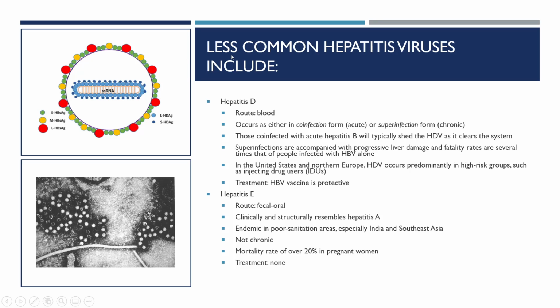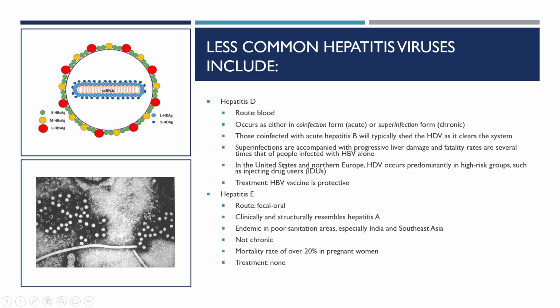So the less common hepatitis viruses include hepatitis D and E. Hepatitis D, its route of transmission is through the blood. It occurs either as a co-infection, an acute case, or a superinfection, a chronic case. Those co-infected with acute hepatitis B will typically shed the hepatitis D as it clears the system. Superinfections are accompanied with progressive liver damage, and fatality rates are several times that of people infected with hepatitis B alone.